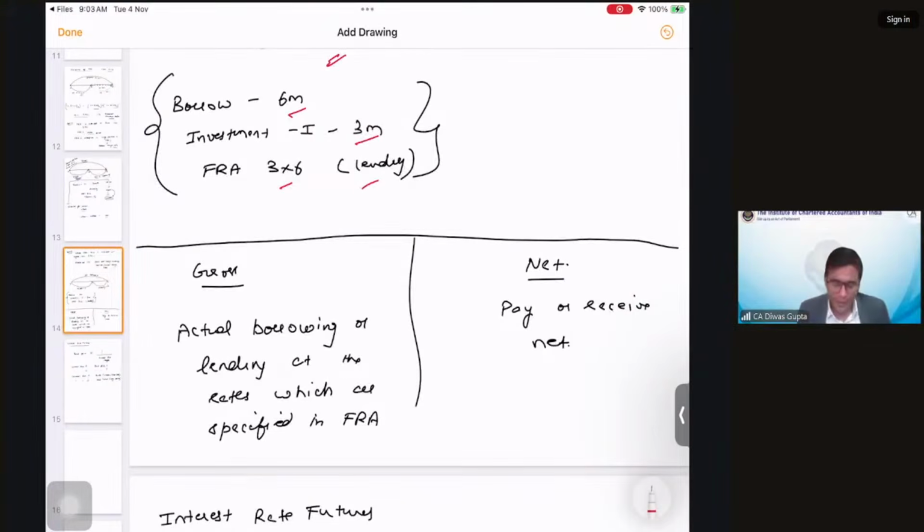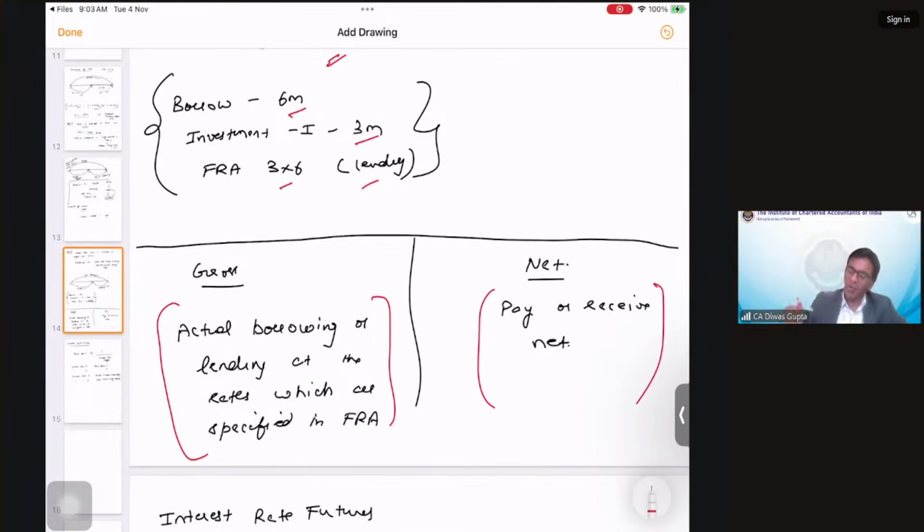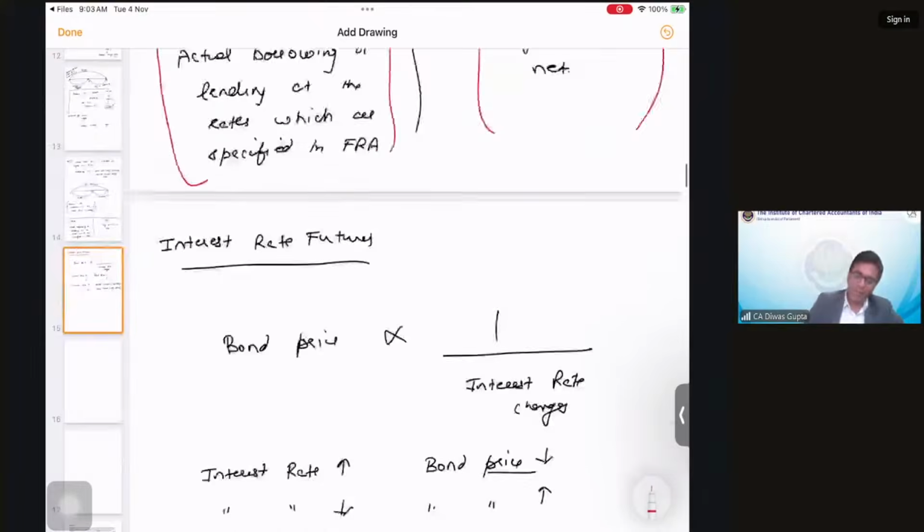Okay. Now there are two ways to settle this. One is gross basis, second is net basis. Gross basis means actual borrowing or lending at the rates which are specified in the FRA. Like in a forward in derivatives that we discussed, right? There are two ways you can settle it. One is by actual physical delivery of that asset, and second is by only paying the differential as a net amount. So here also the net amount, pay or receive net, can happen, or the gross basis where you can actually borrow the entire amount or actually lend the entire amount.